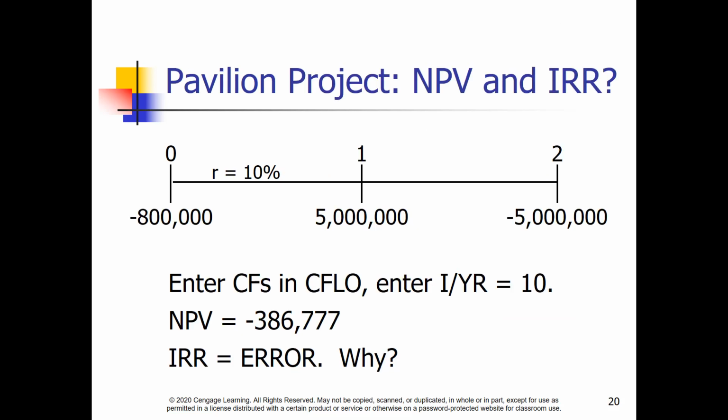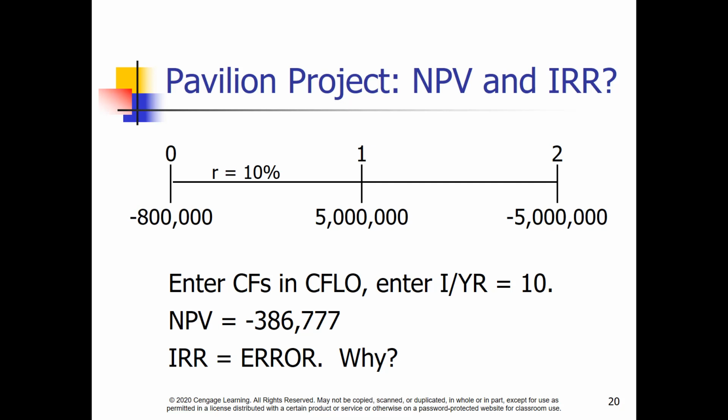This project is detailed in the mini case. It involves a World's Fair Pavilion project that will cost $800,000 to build. It's expected to bring in $5 million in year 1, but it'll cost $5 million to put the land back as it was. 2 negative cash outflows.